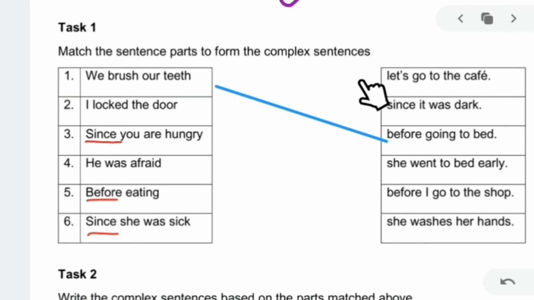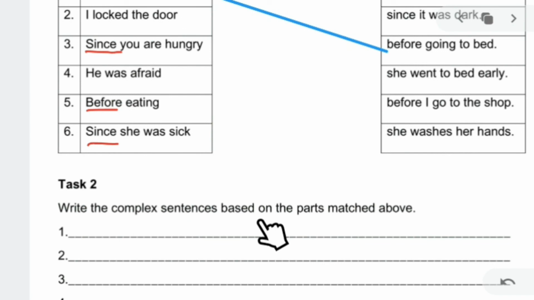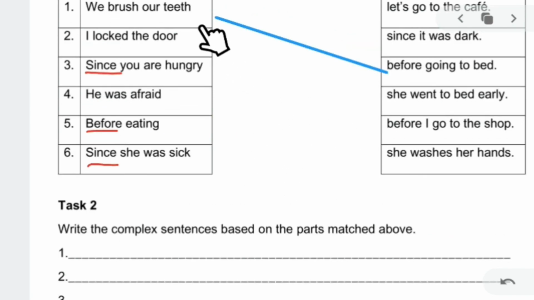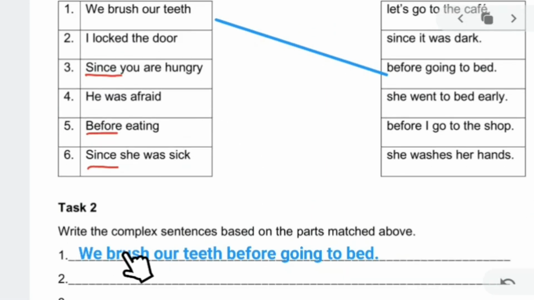Now after you have found all the matches, please write the complex sentences based on the parts match above. Sila tulis pasangan pecahan ayat yang anda telah jumpa untuk membentuk ayat kompleks yang lengkap. So for the first one, we brush our teeth before going to bed. So please complete the rest. Sila lengkapkan keseluruhan latihan ini.